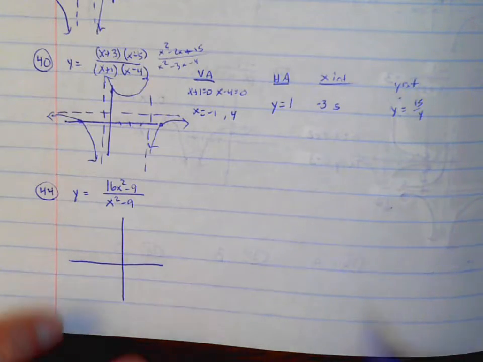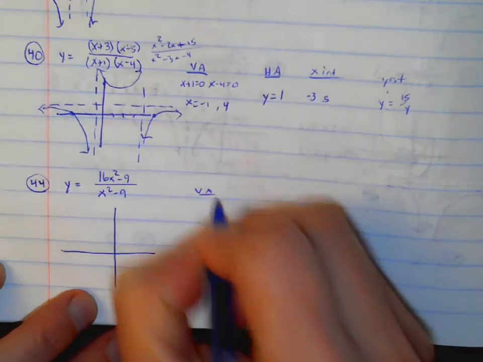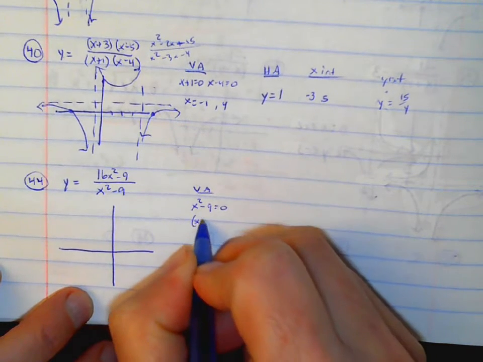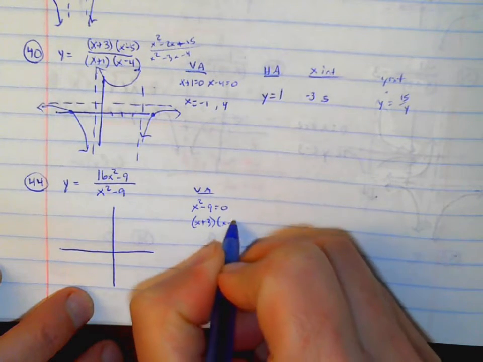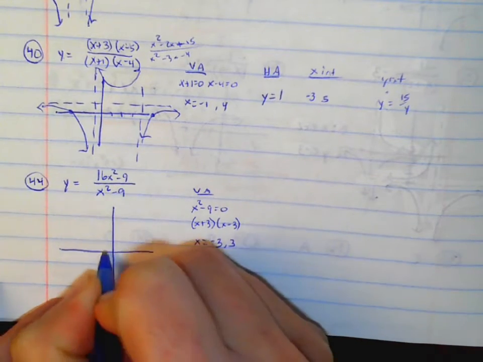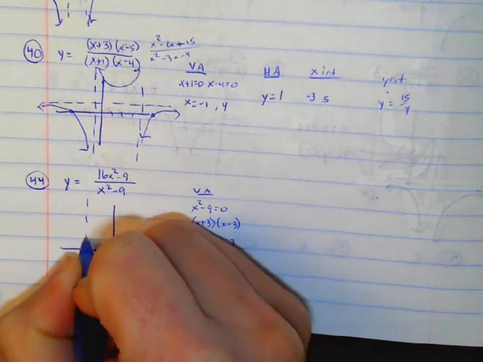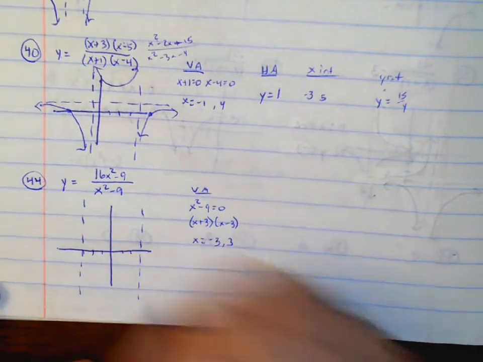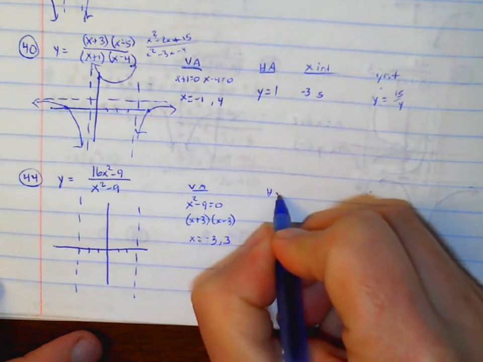Number 44, for the vertical asymptote, set the denominator equal to 0. Factor it to be x plus 3, x minus 3. So you get intercepts at negative 3 and 3. Or not intercepts, but asymptotes, negative 3 and 3.